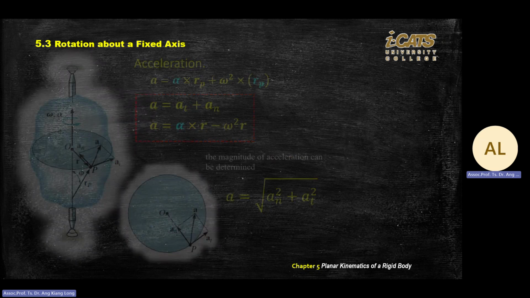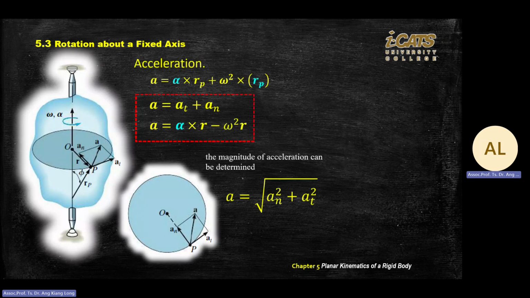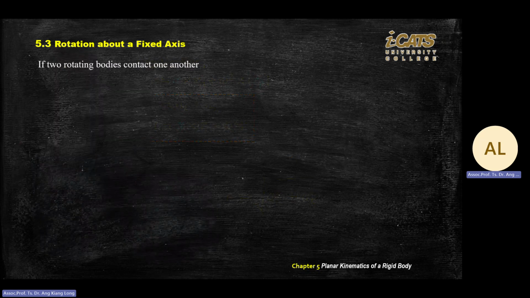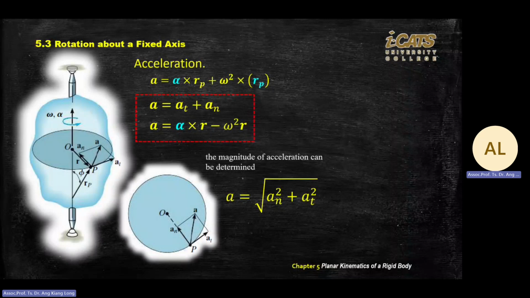Okay, so far we are looking at one axis. We have a short break. After the break, we look into relationship of gear. This one, two bodies combined together. We stop here first. Maybe 10 minutes break. We continue at 12:10. Okay, 10 minutes break.